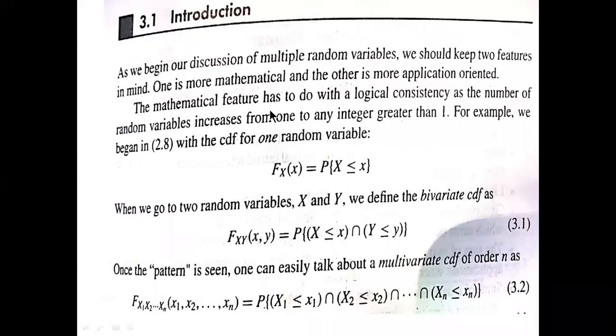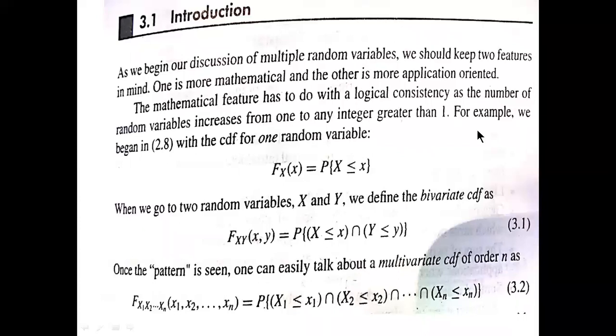When we talk about the mathematical feature, what we consider is the logical consistency. When we consider a single random variable, there is one random variable. When we say multiple random variables, there are many random variables. So how we progress from one random variable to multiple random variables is what we check in the mathematical features, that is, the logical consistency.